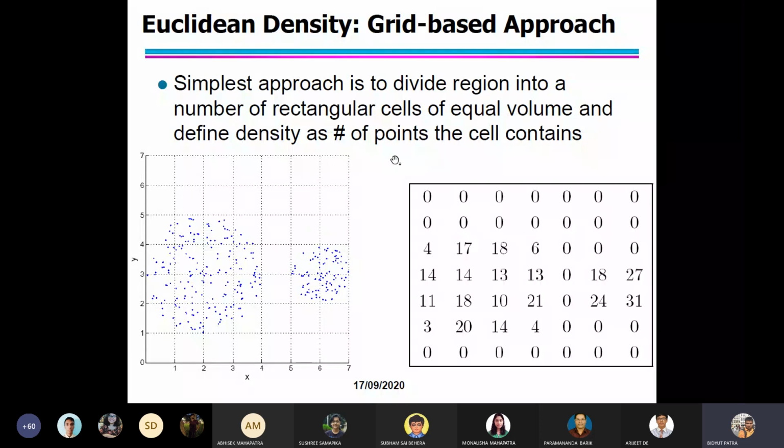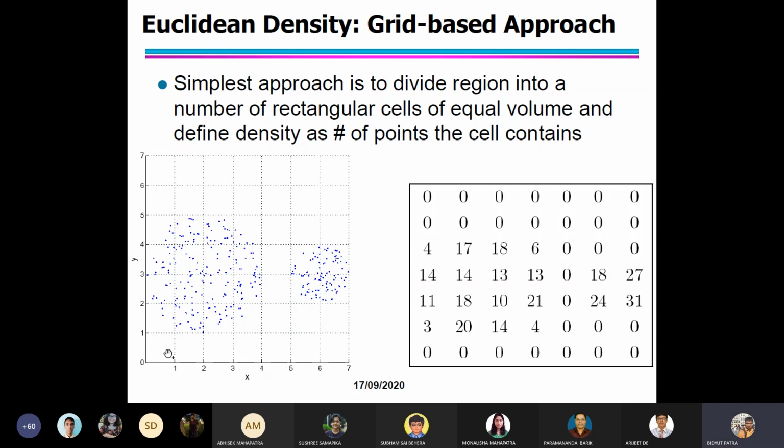Let's say how to find the density. We have a set of points. We divide the x-axis, or horizontal axis, into a number of intervals. Similarly, we divide the y-axis also into a number of intervals. So we get a cell. This is something called a square. Now it might be a rectangle also.